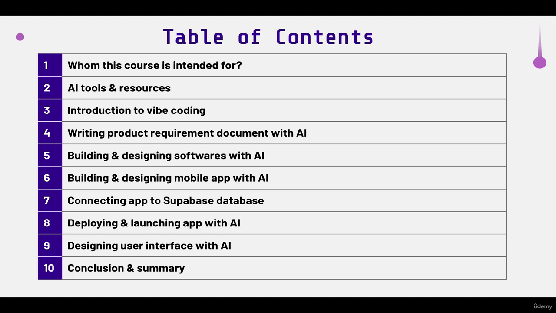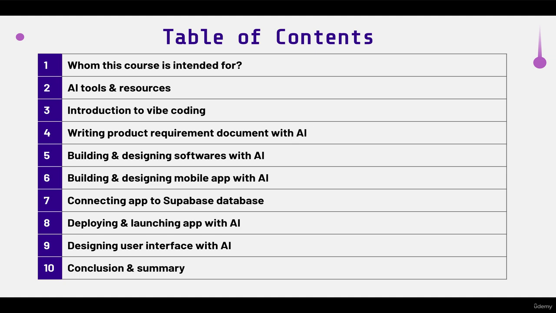Next, we are going to talk about vibe coding challenges and limitations like code quality and performance, integration complexity, security vulnerabilities, and feature limitations. And lastly, we are going to talk about vibe coding benefits, for example, faster development, accessibility, and cost reductions. Okay, now let's move on to the next chapter, chapter 4, Writing Product Requirement Document with AI.